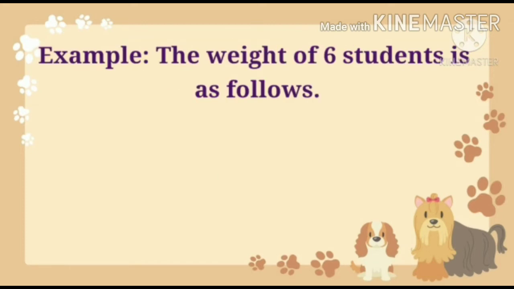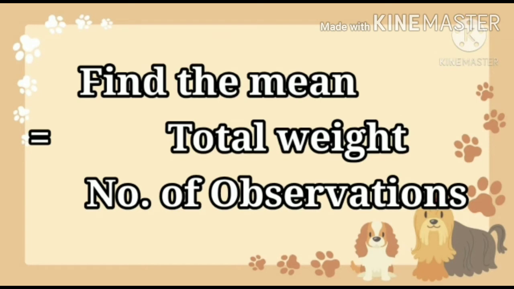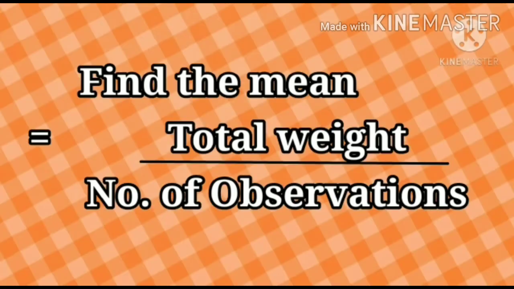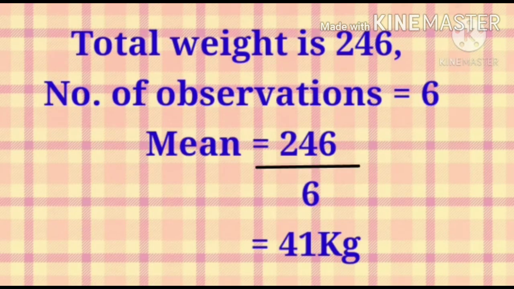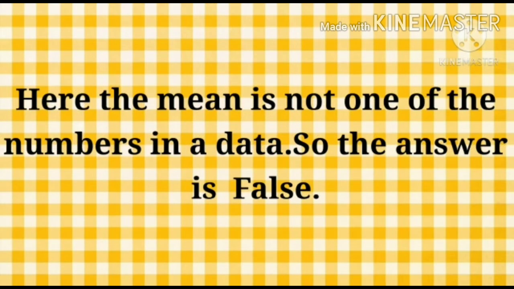The weight of 6 students is as follows: 38, 42, 35, 36, 45 and 50 kgs. Find the mean, that is equal to total weight upon number of observations. Here the total weight is 246 and the number of observations is equal to 6. Therefore mean is equal to 246 upon 6, which gives us 41 kgs. Here the mean is not one of the numbers in a data, so the answer is false.